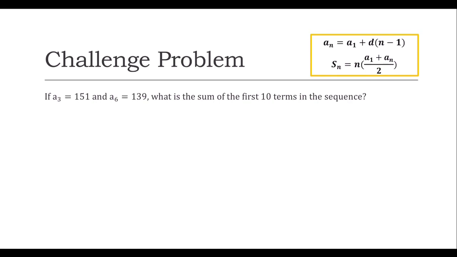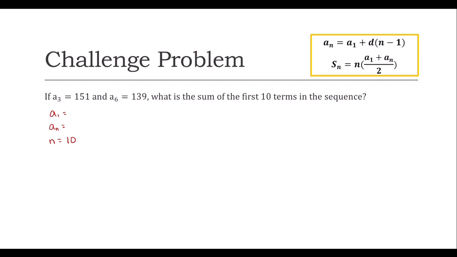Next, we have a little bit more of a challenging problem. If A3 equals 151 and A6 equals 139, what's the sum of the first 10 terms in the sequence? We don't have our A sub 1 or our A sub n, but we do know that our number of terms is going to be 10.